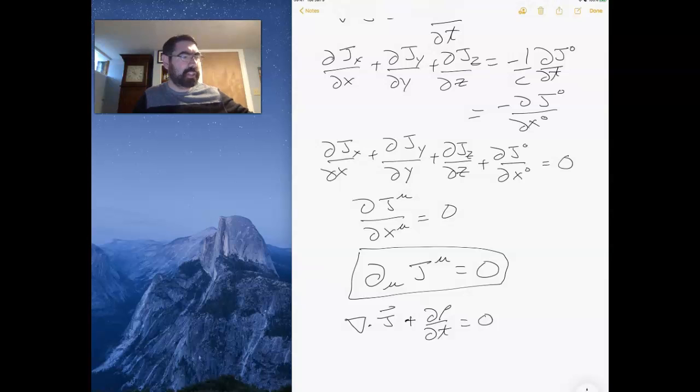Okay, so in the next lecture, what I'm going to do is move on and give you Maxwell's equations in tensor notation.